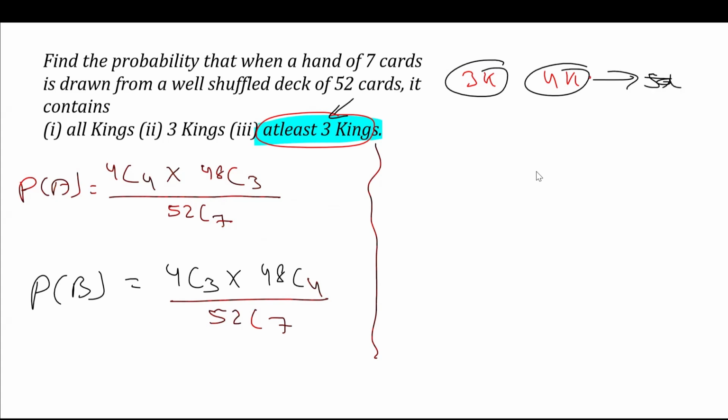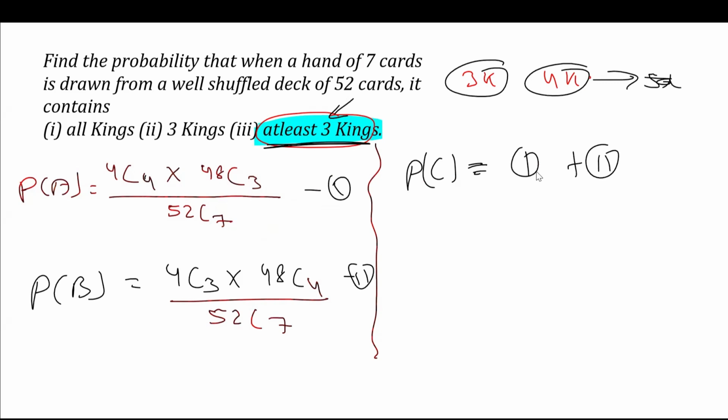So we can obtain this PC, the third part, at least 3 kings, as the probability of getting 3 kings and 4 kings, and we have calculated the probability of taking out 3 and the probability of 4. So you can see that from here, if I mark these equations 1 and 2, if you add 1 and 2, you will get the required answer for the third part.